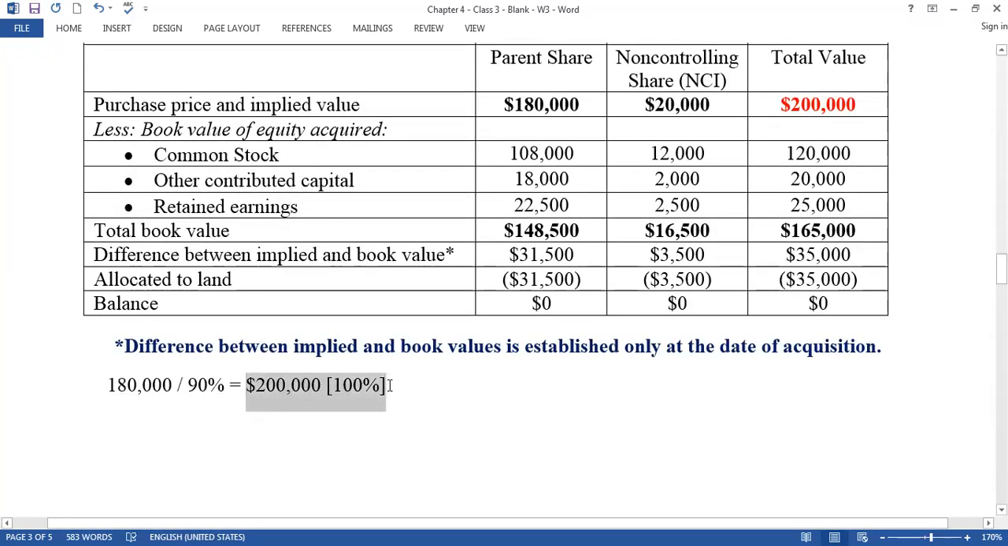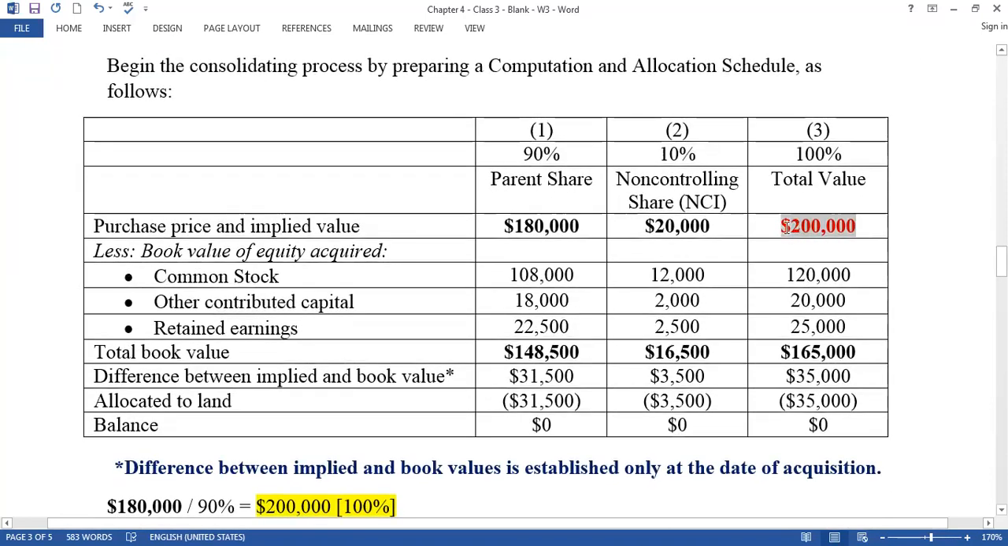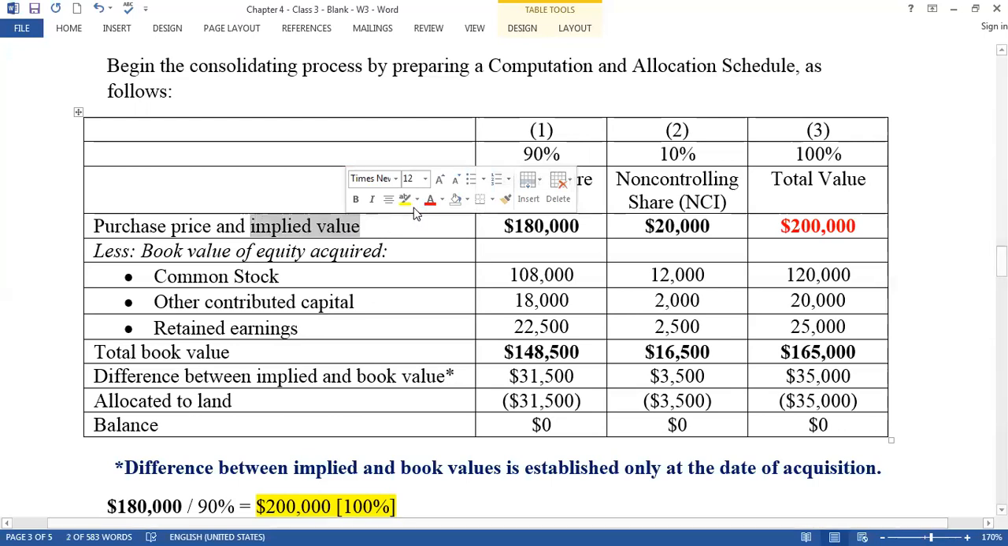Total implied value is $200,000, but we received only $180,000. This is the parent. The parent company received 90%. So of the total $200,000, 90% goes to the parent company and 10% goes to the NCI. So this is the implied value. This information is about the implied value.